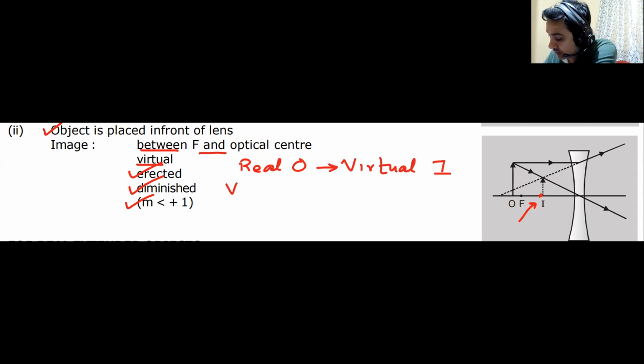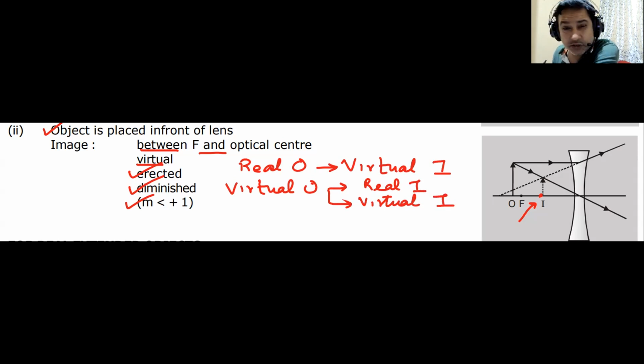If I change it to a virtual object, for a virtual object, it can form real images as well as virtual images. There is one thing that it cannot do. What is it that it cannot do?